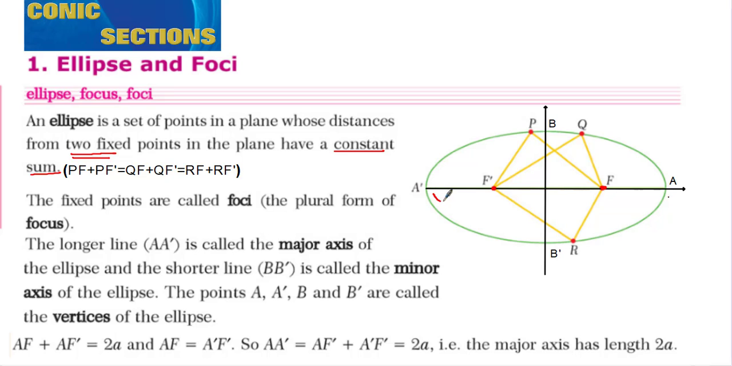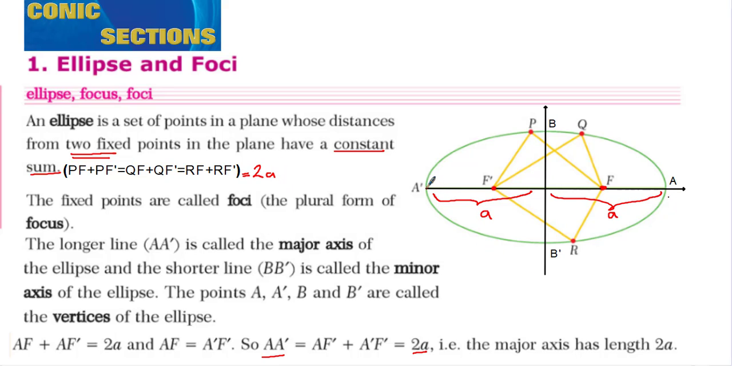And if we name this side A, this side should also be equal to A because of symmetry, and totally the distance AA prime should be equal to 2A. And actually the constant sum is also equal to that one, which is 2A.